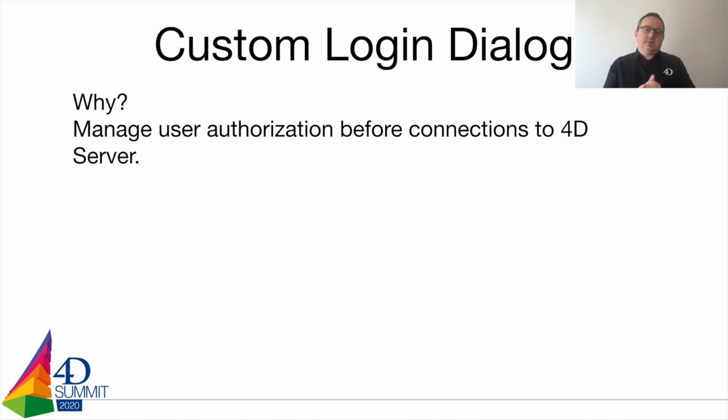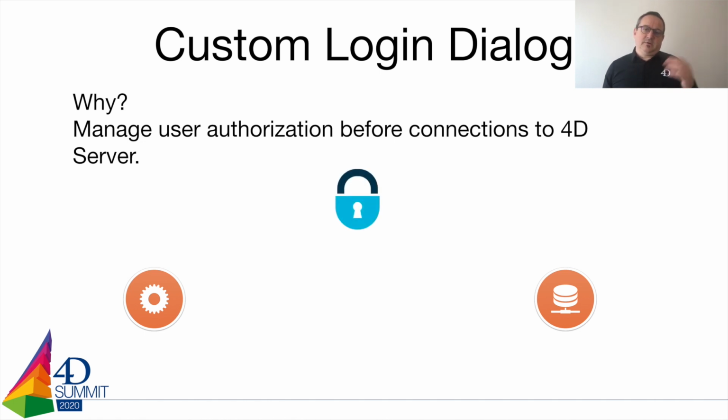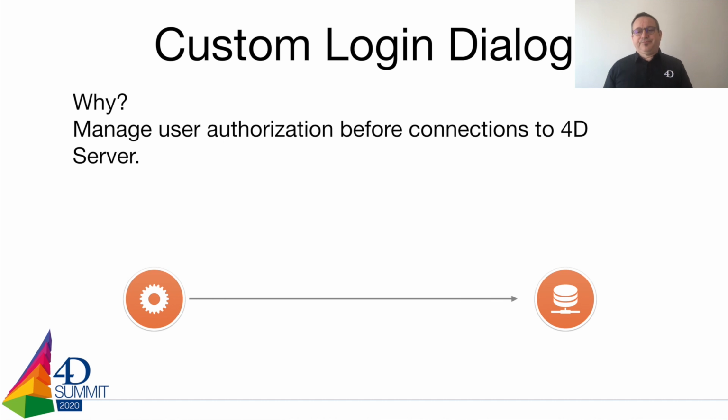The third use case is to manage user authorization before connection to 4D server. In many cases, you have to ask an external entity for authorization to connect to the server. So the client application calls the authorization entity, and when he has access, then he can connect to 4D server. These are some use cases. I think you can imagine other use cases with this feature.